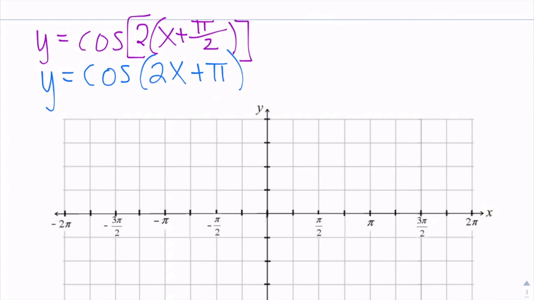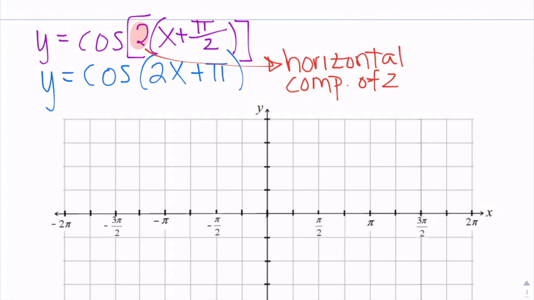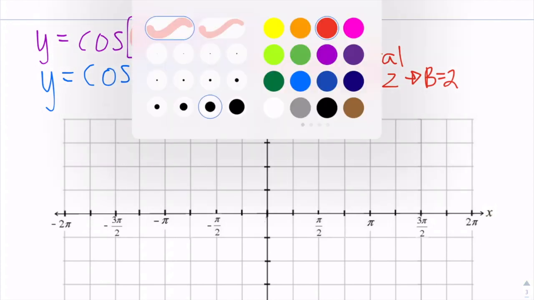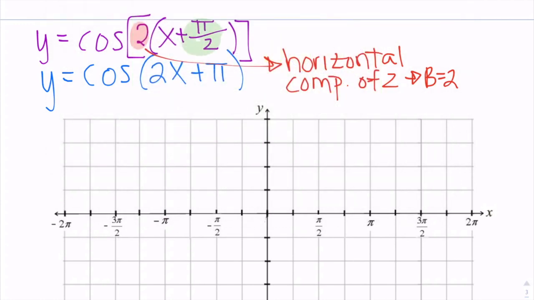And so that tells us this 2 right here is going to give us a horizontal compression of 2. That tells you that your b value equals 2, and that's important, and I'll tell you why in just a moment. And then the next piece, this plus pi over 2, is going to move us left pi over 2.